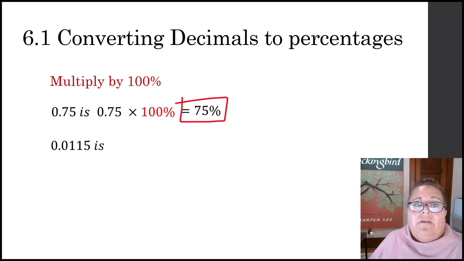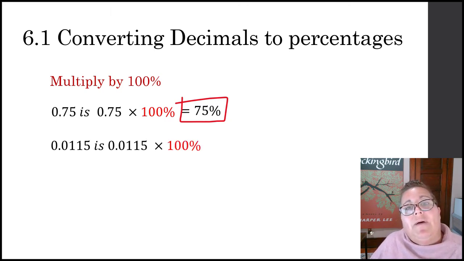0.0115 is not a percent. I know it's not a percent because the percent symbol is not on the number itself. To put the percent symbol on and mark it as a percent, I need to multiply by 100%. This gives me 1.15%.